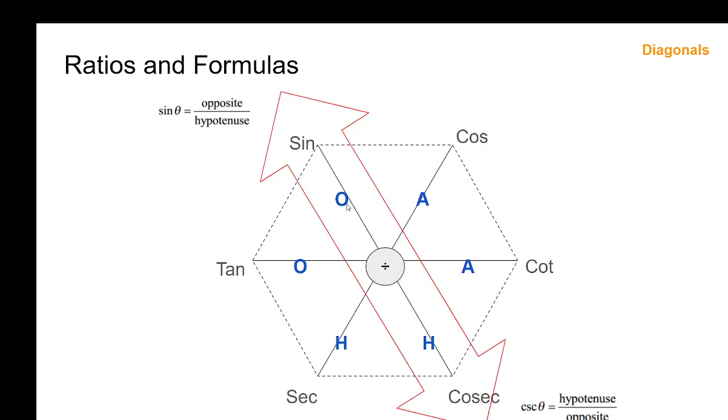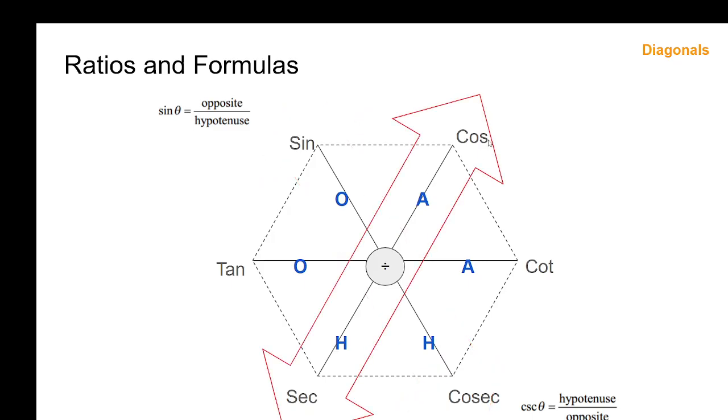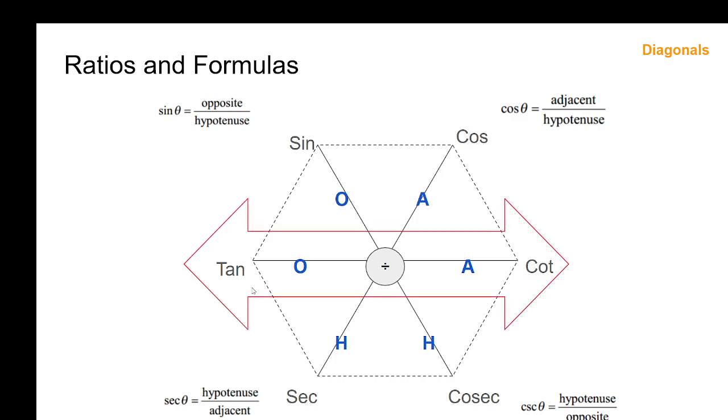And moving on to the next diagonal, you will get cos theta is equal to adjacent divided by hypotenuse, and secant theta is equal to hypotenuse divided by adjacent side. Similarly, you take the third diagonal, you will get cot theta is equal to adjacent divided by opposite side, and starting with tan, tan theta is equal to opposite side by adjacent side. This is how you derive the formulas for the trigonometric functions from the sides of a triangle.